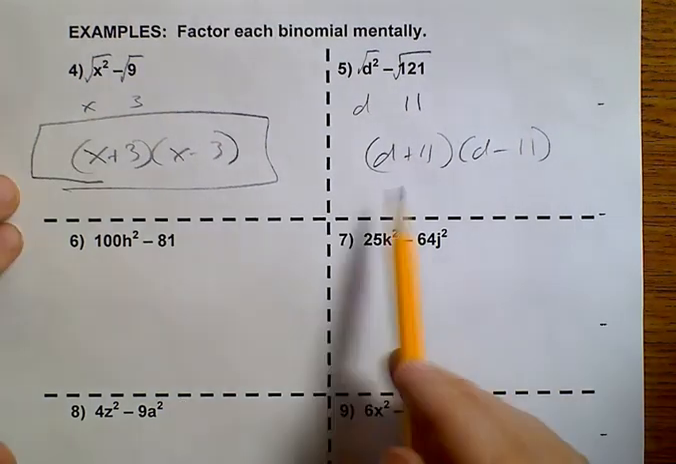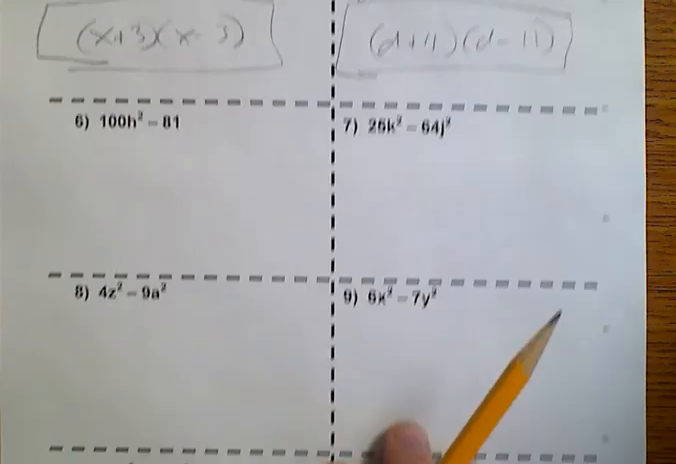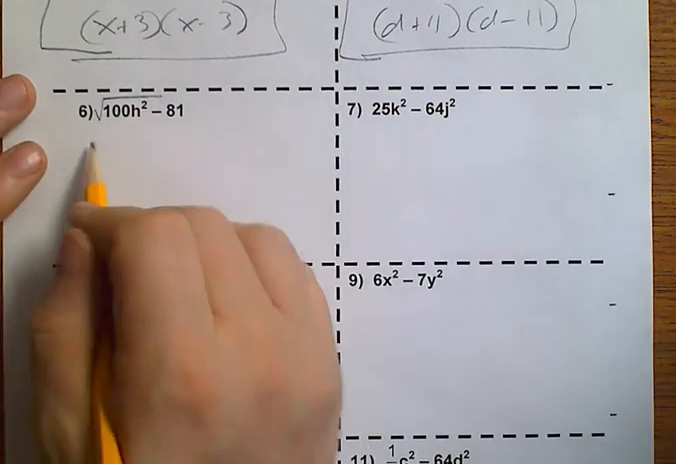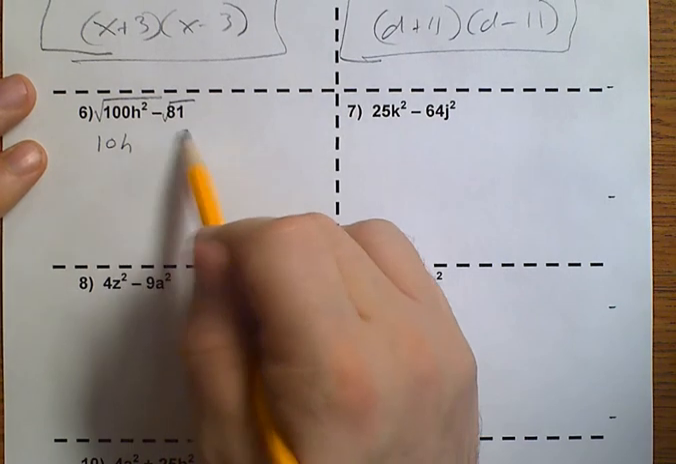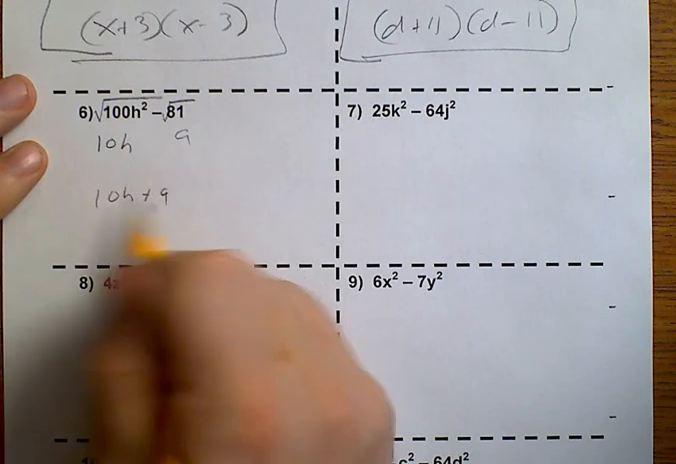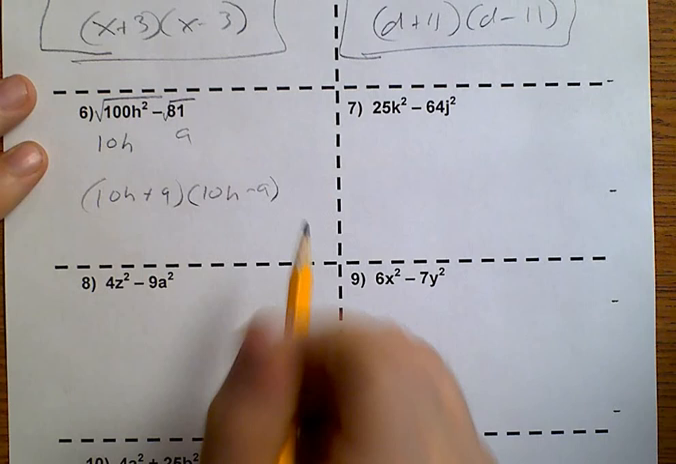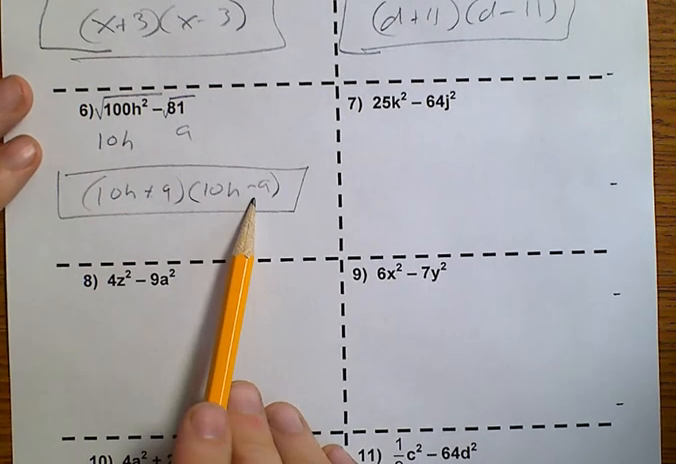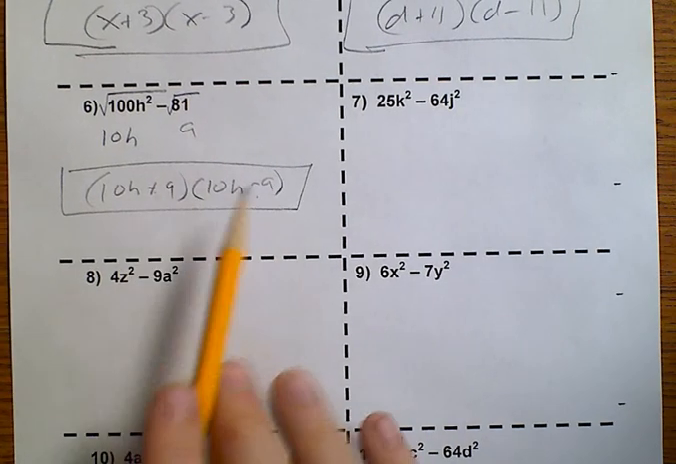I'm going to go ahead and continue working on these, and I want to see if you actually understand how to do this. It's very simple. The square root of 100h squared would be 10h. The square root of 81 would be 9. So it's 10h plus 9, 10h minus 9. Now, if this is minus and this is plus, it's okay. You can swap these two signs and it'll still be the same.